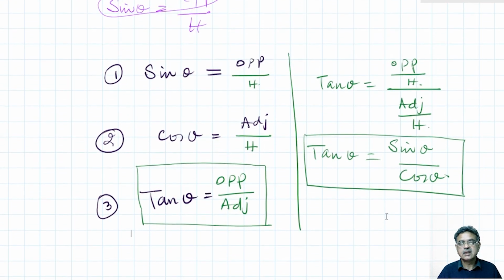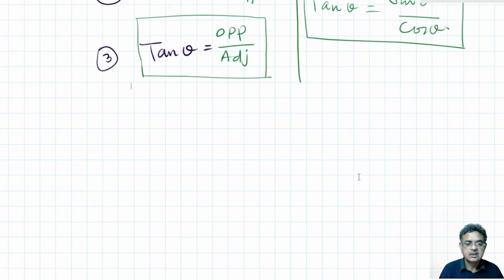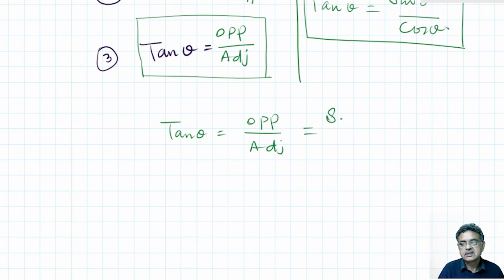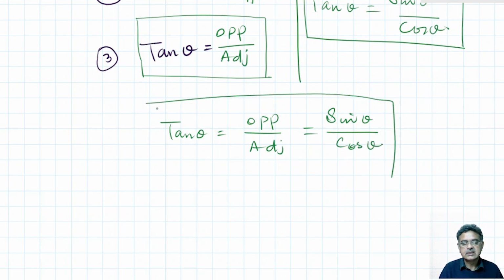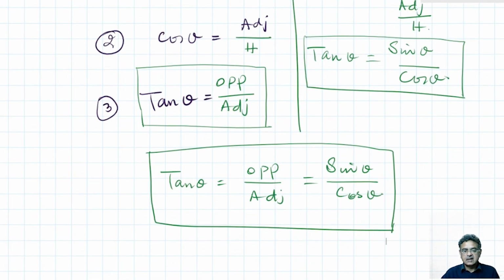So today's conclusion is that these are three ratios, and tangent theta has two forms. In two ways we can write it. Tangent theta is equal to opposite over adjacent, or you can write it as sine theta over cos theta. This is how you can remember tangent theta. So that is it for today.